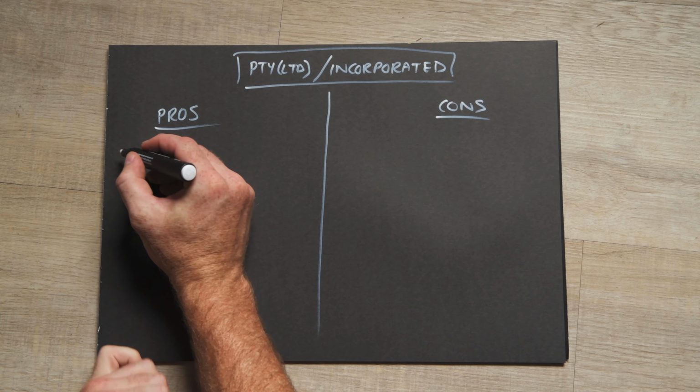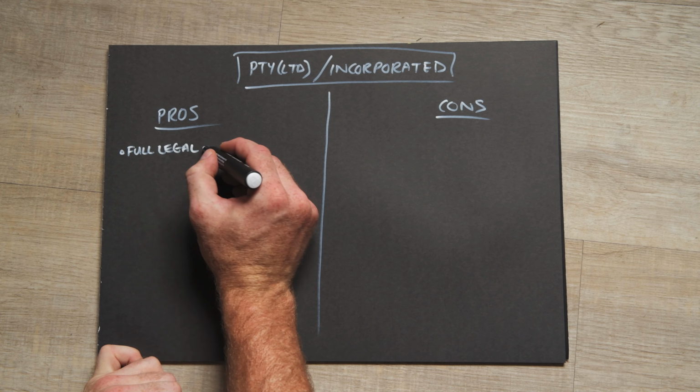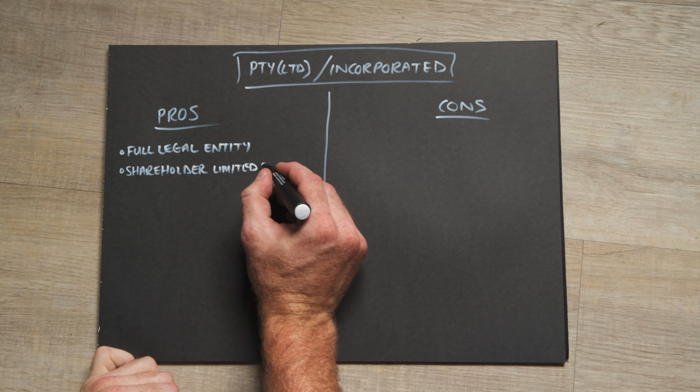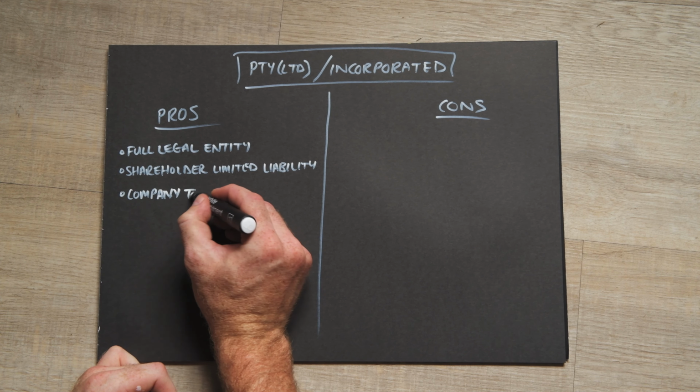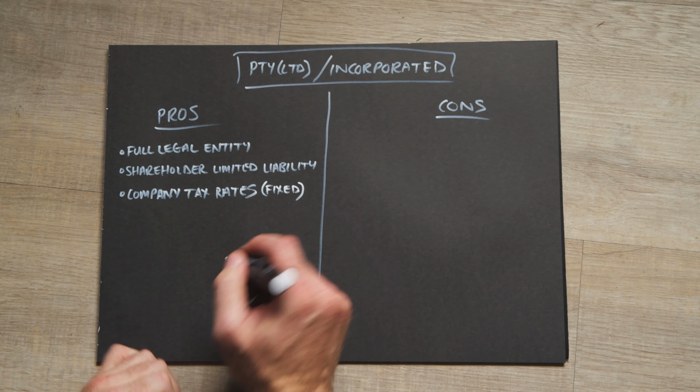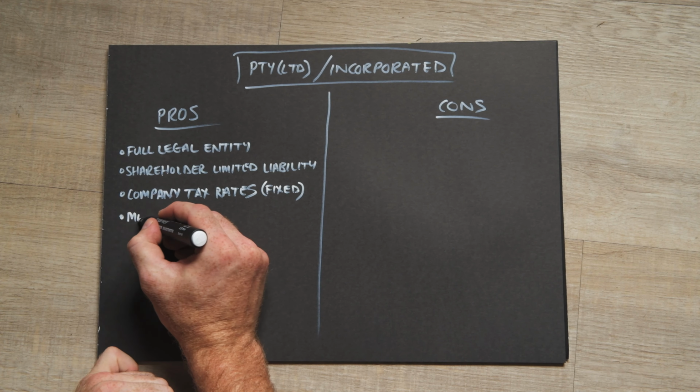We said we're going to keep this simple. So we're going to take a look again at the pros and the cons of what a Pty Limited or an incorporated company will do for you. So on the pro side, it is a fully legal entity. It's completely separate to you and your identity. Second, the shareholders have limited liability. Thirdly, company tax rates can often sometimes be lower than that of personal income tax rates. So this is worth considering as well. Company tax rates are fixed and they don't fluctuate depending on what your income is. You can have more than one owner in that company.